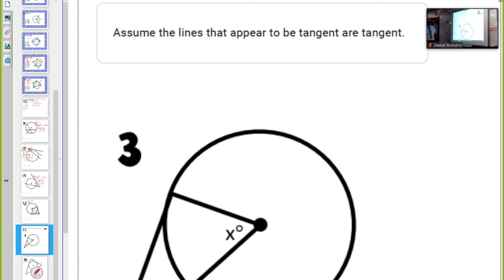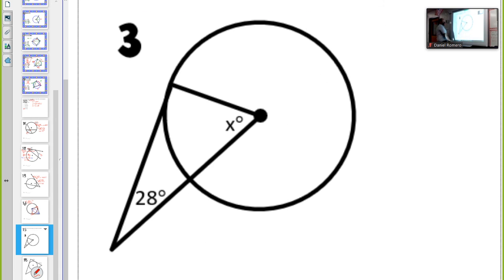Assume that lines that appear to be tangent are tangent. Alright, so that's the case. This is a tangent intersecting with a radius at the point of tangency. This is 90 degrees. How many degrees are there in a triangle? 180. So if there's 180 degrees in total, and I'm already using up 90 here, how many degrees do I have left for those two to share? 180 degrees total. I'm using up 90 of them. How many are left over? 90. 90 degrees left over for these two.